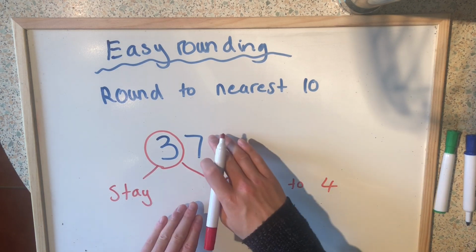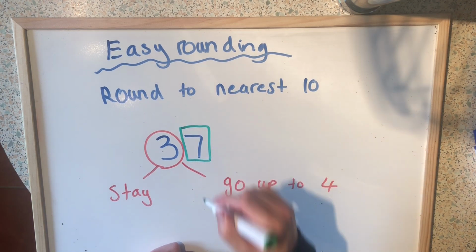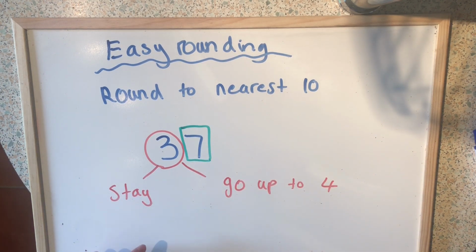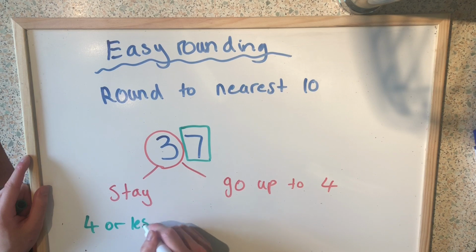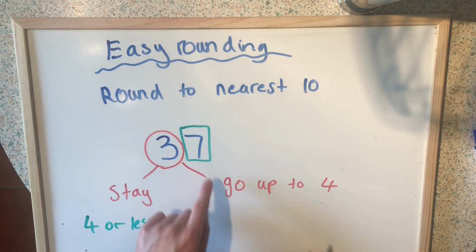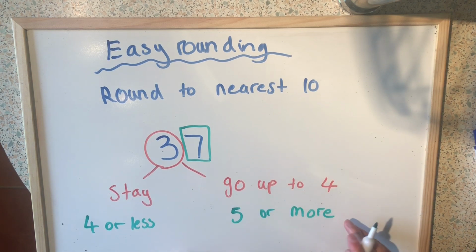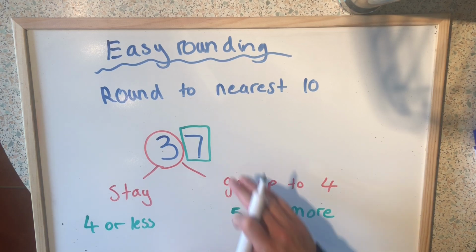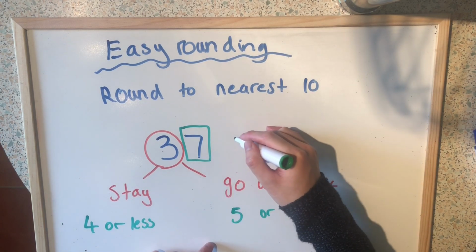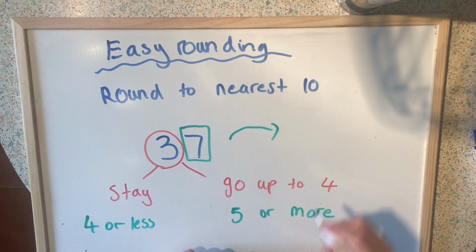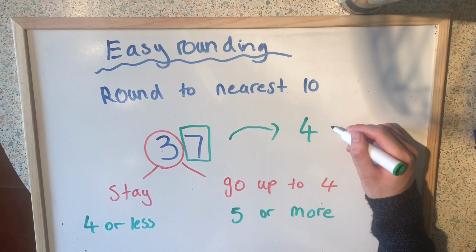There's only one number here, and that's this number next to our 3. If that number is 4 or less, then that 3 stays. If that number is 5 or more, so 5, 6, 7, 8, and 9, it goes up to 4. And because this 7 is 5 or more, we round up to 4. So this whole number rounds to this 3 becomes 4, and anything after the rounding becomes 0. So 40.